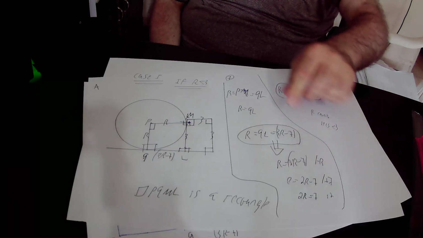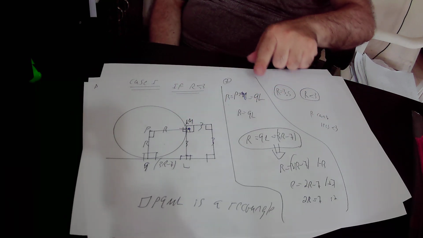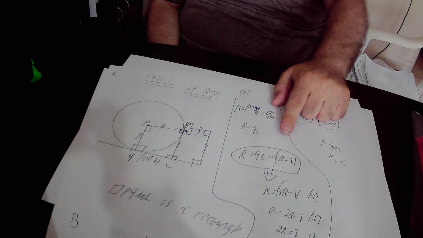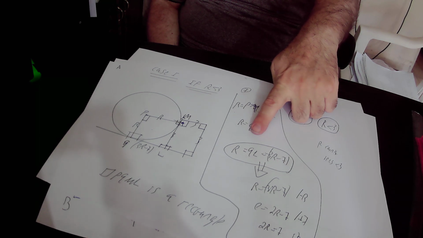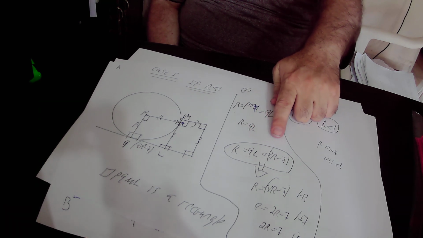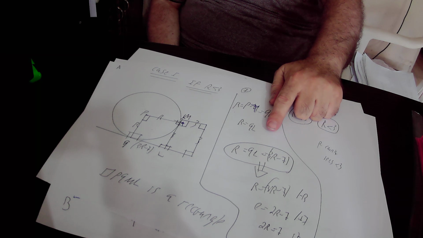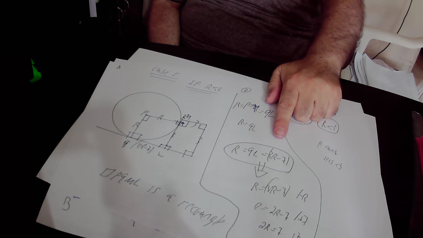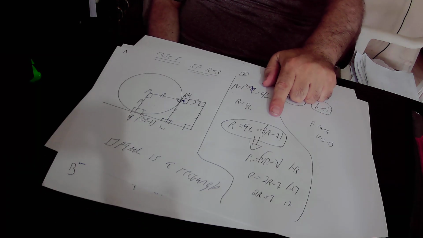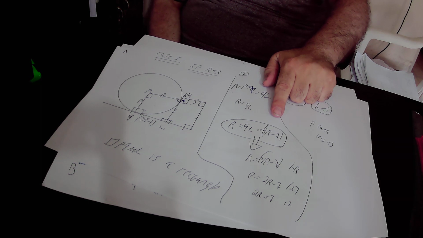QL is also equal to R. Here QL equals R. So from one side QL equals R. From the other side QL equals 3R minus 7. So from this equation, R equals QL equals 3R minus 7, we derive that R equals 3R minus 7.